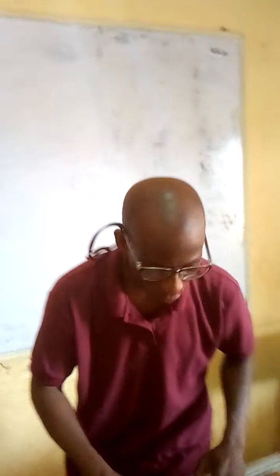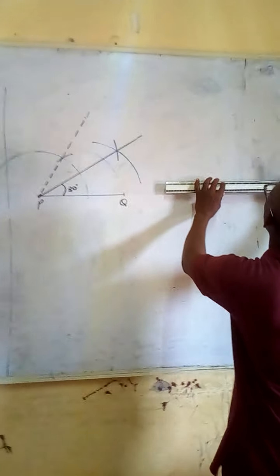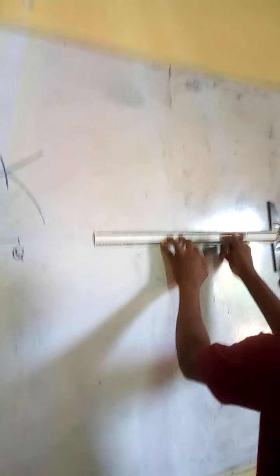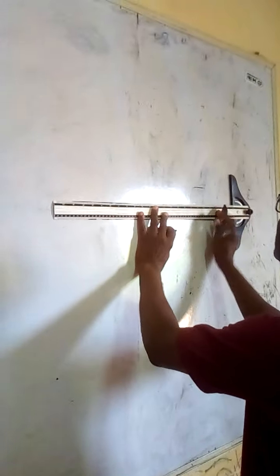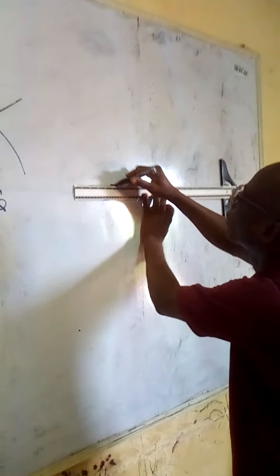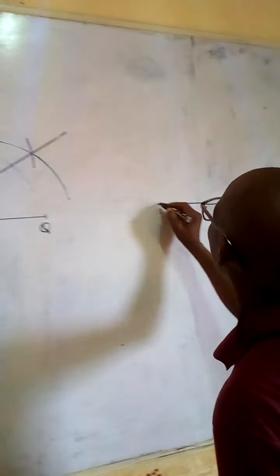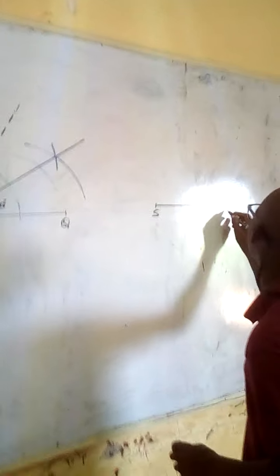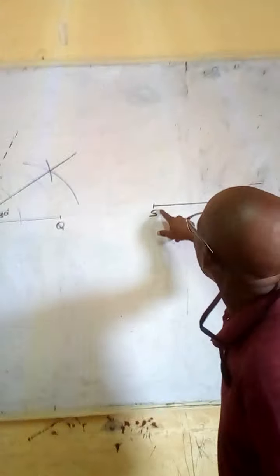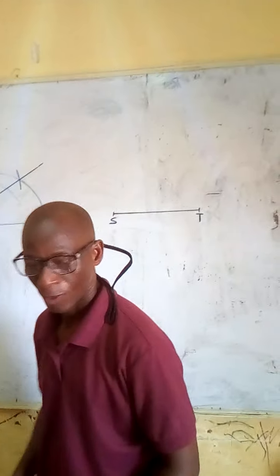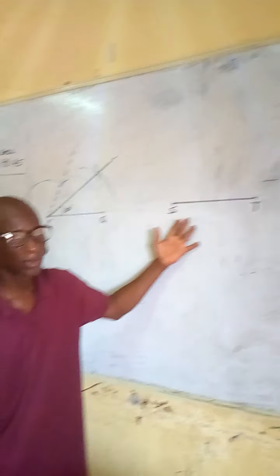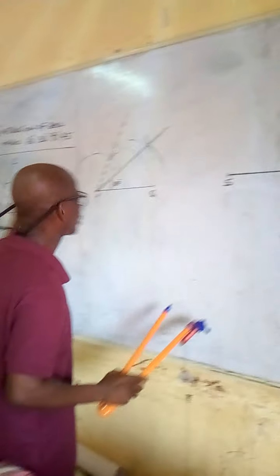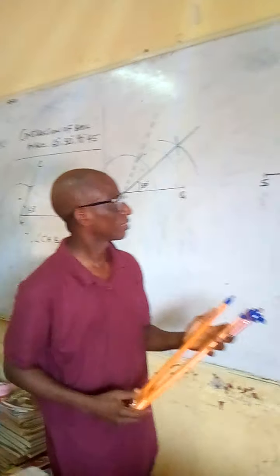Starting again with a line segment of no given length. We have our line segment, and I want to make my angle on the line segment ST. I want to make angle 90 at point S. We will still start with our 60 degrees. How do we do that?